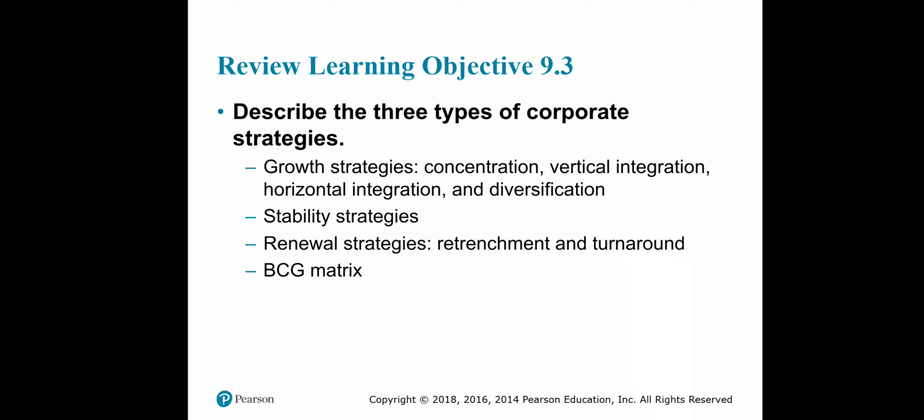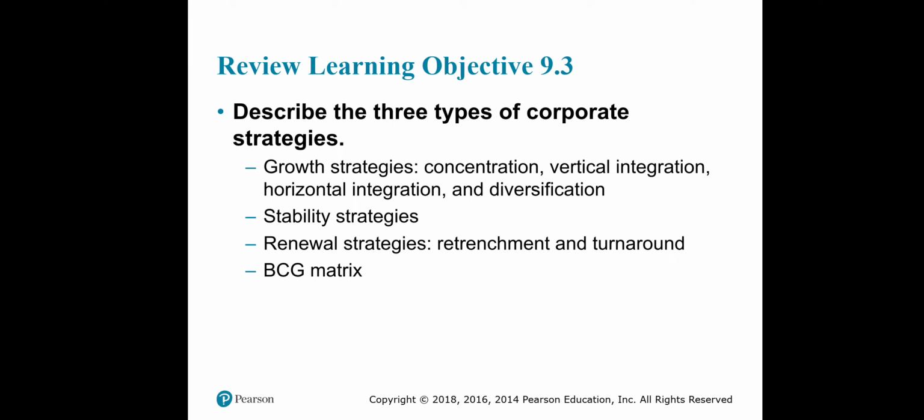In review of the third learning objective, a growth strategy is when an organization expands the number of markets served or products offered, either through current or new business. The types of growth strategies include concentration, vertical integration, which is backward or forward, horizontal integration, and diversification, which is related or unrelated. A stability strategy is when an organization makes no significant changes in what it's doing.